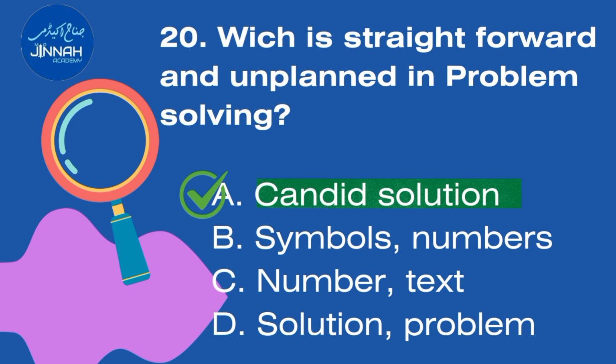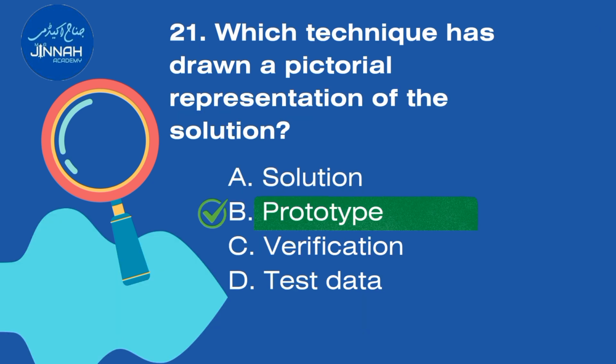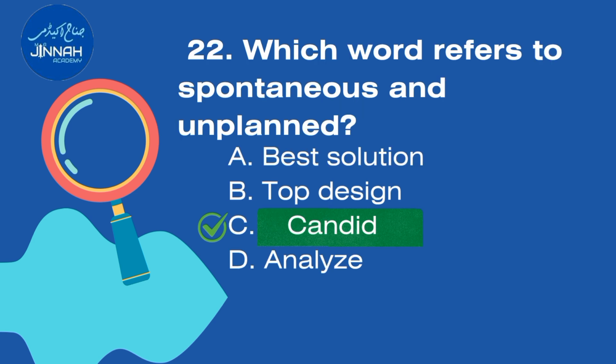20. Which is straightforward and unplanned in problem solving? Option A, candid solution. 21. Which technique has drawn a pictorial representation of the solution? Option B, prototype. 22. Which word refers to spontaneous and unplanned? Option C, candid.